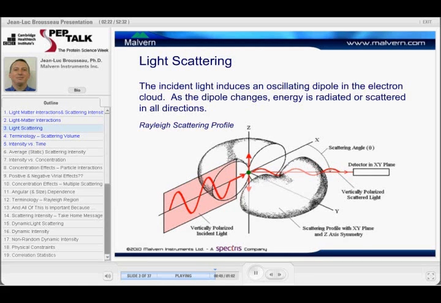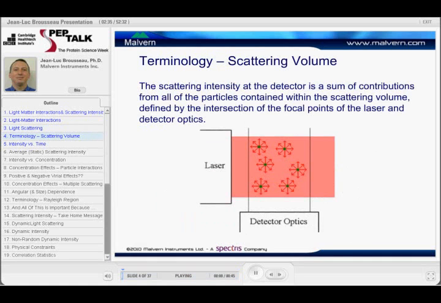You have a laser plane wave coming in, hitting a protein, and it's scattered all around, and then we detect the scattering intensity. We're going to define here a scattering volume. This is what you have there. A laser will emit a beam, and the cross-section between the beam and the detector optics, this part here, is defined as the scattering volume.